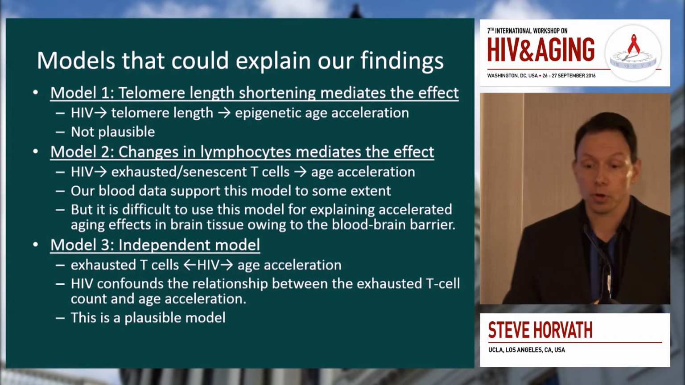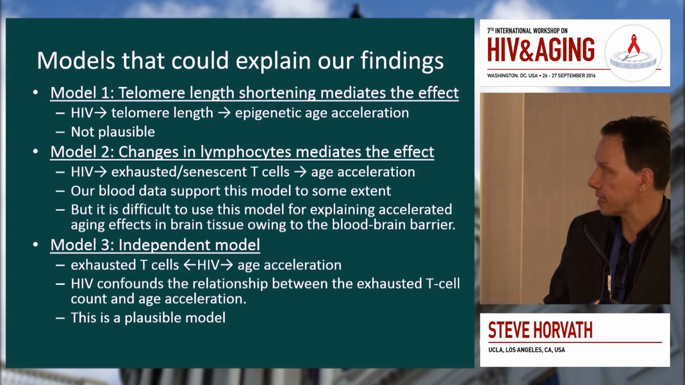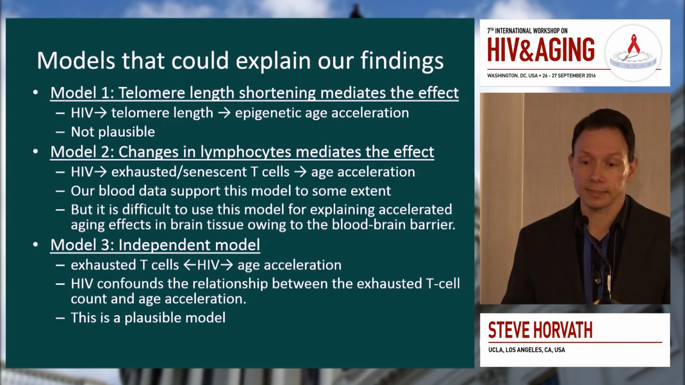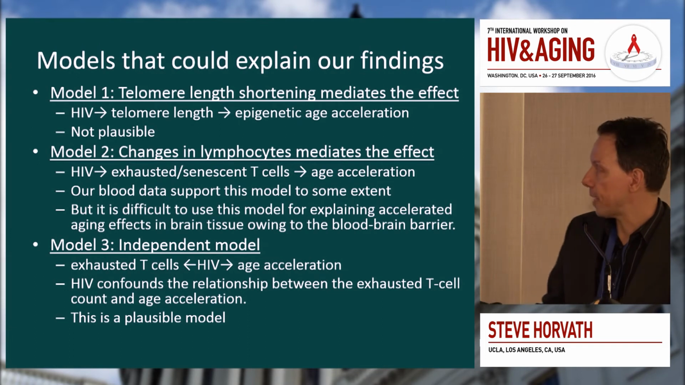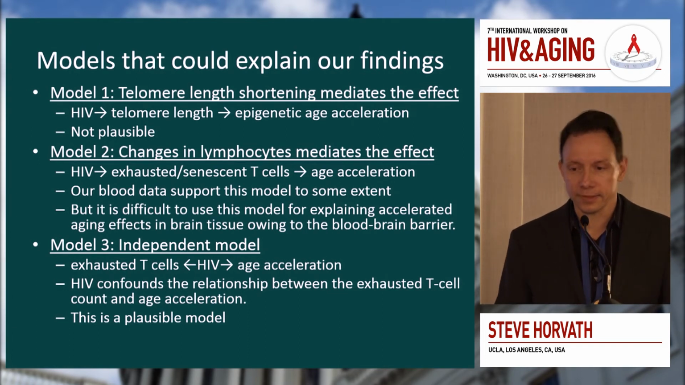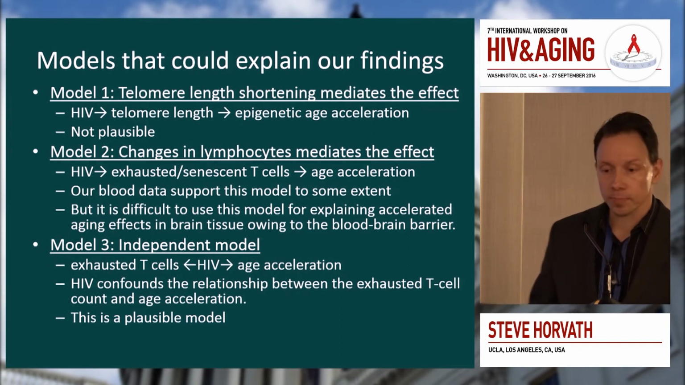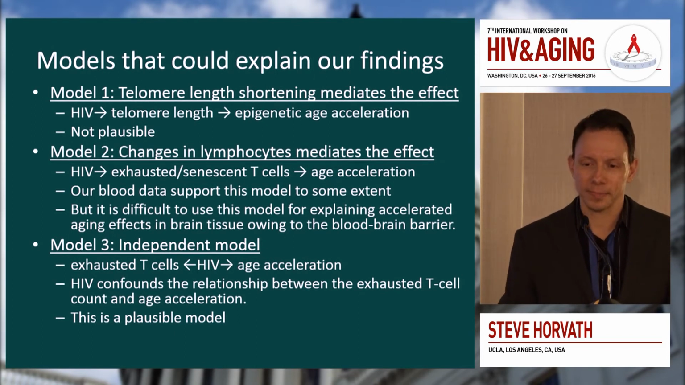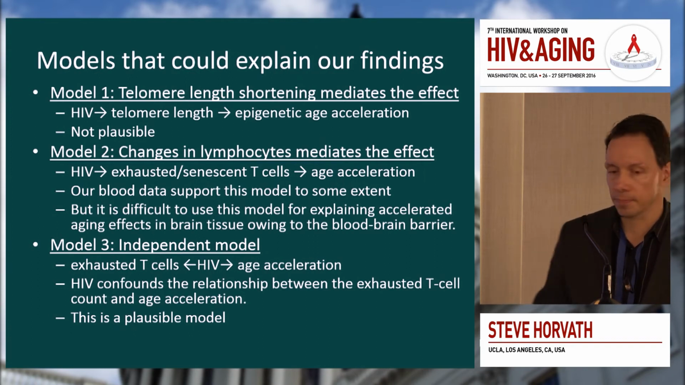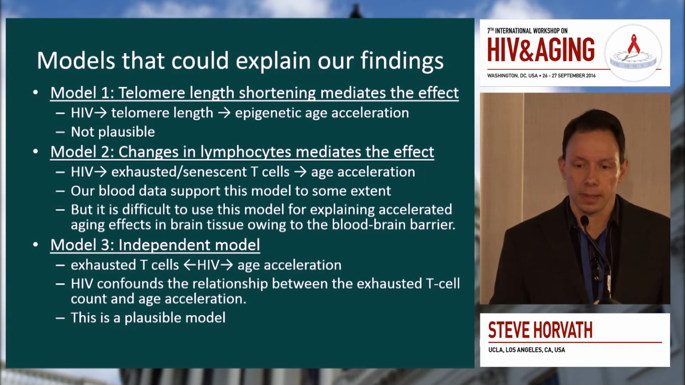Model number 2 is plausible. It would say that HIV leads to, for example, exhausted T cells or changes in blood cell composition, and they might drive age acceleration. And in blood, that is a plausible model. However, it's much harder to understand that model in brain tissue. Remember, that's where we also found an effect. So I feel this requires further study.